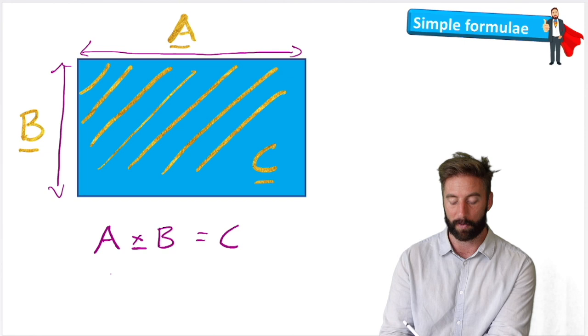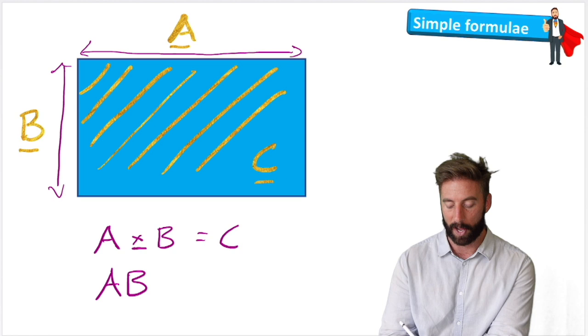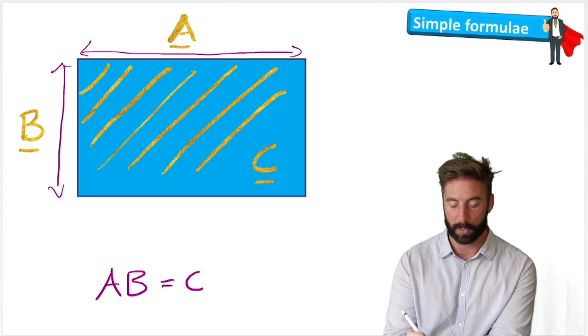And when two terms are together like that, the A and the B, without any operation sign, we know that we have to multiply. So I can just write AB equals C. And now what we've just created here is a formula. And this formula will work with every rectangle. All we would need are the measurements of A and B to substitute into our formula.